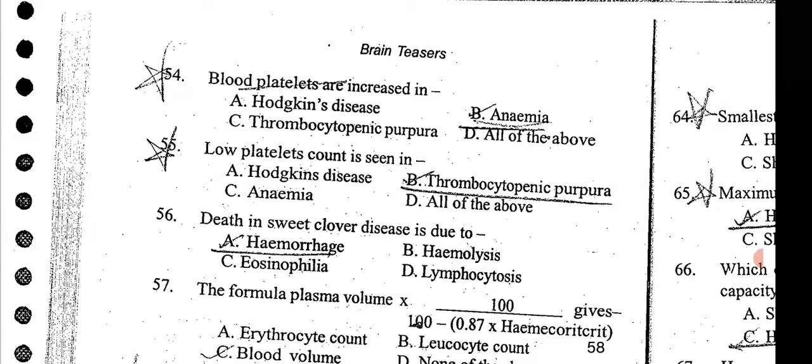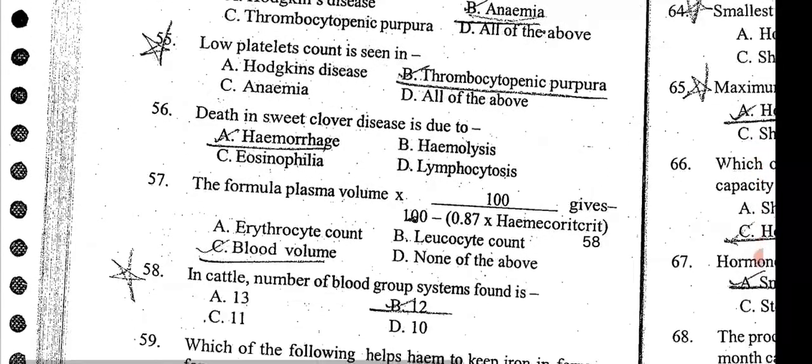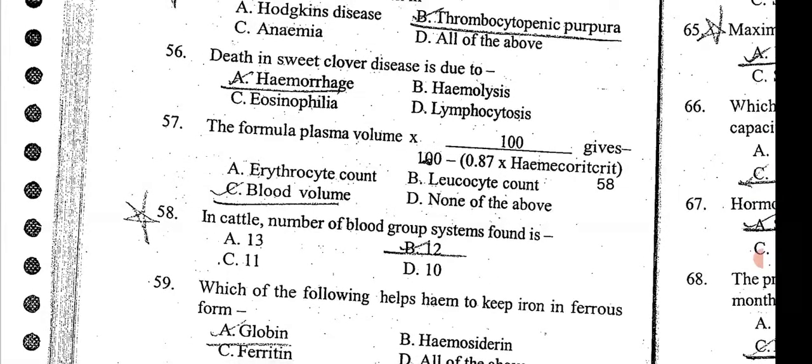The formula: plasma volume into 100 by 100 minus 0.87 into hematocrit gives the blood volume. That is, plasma volume multiplied by 100 by, 100 minus bracket 0.87 into hematocrit. The result will be the blood volume.